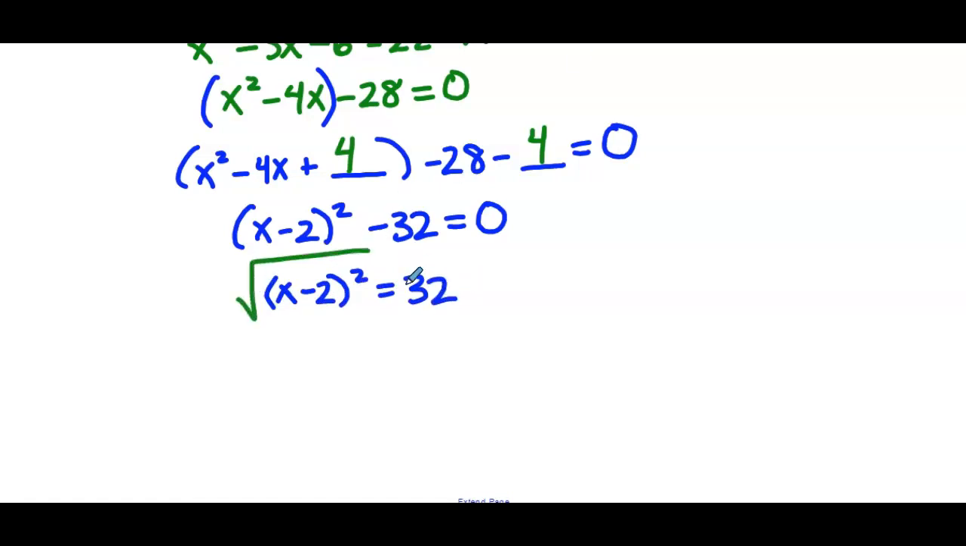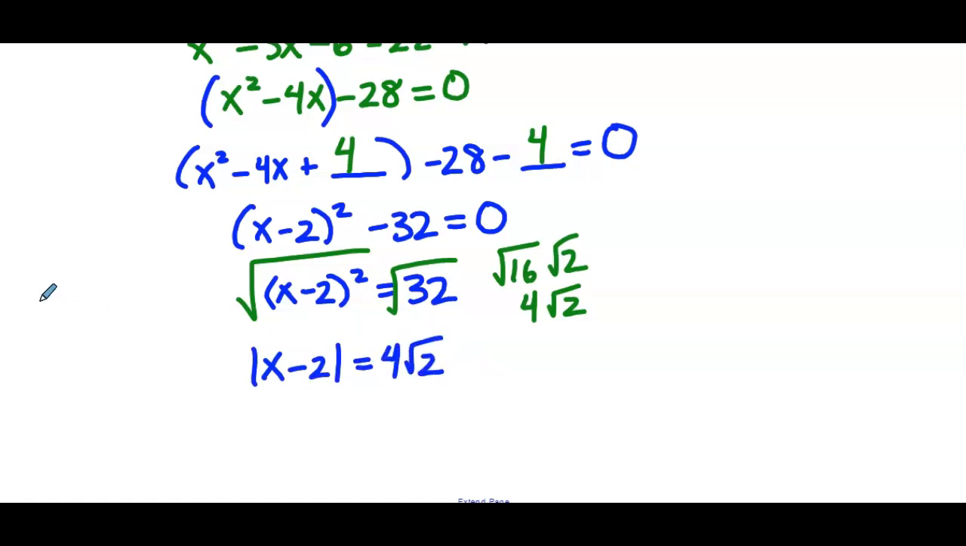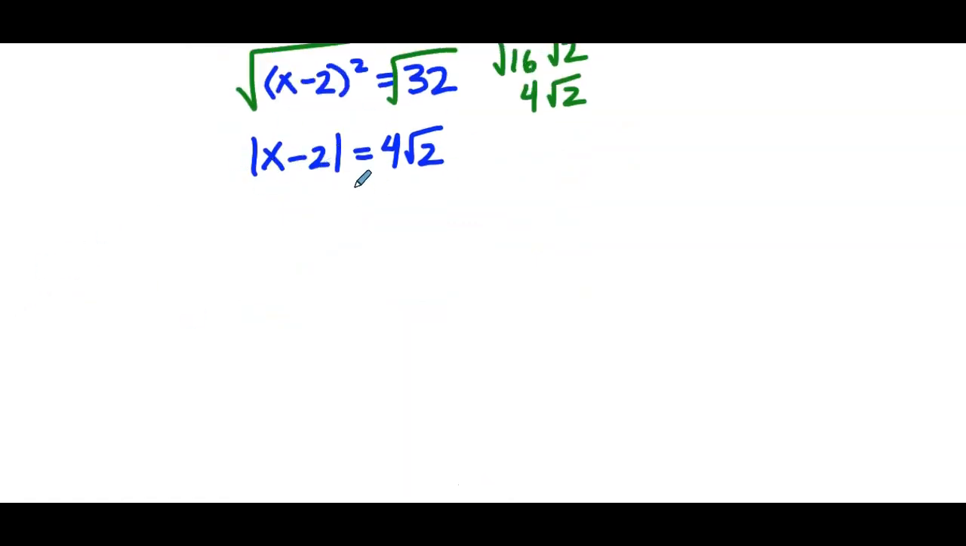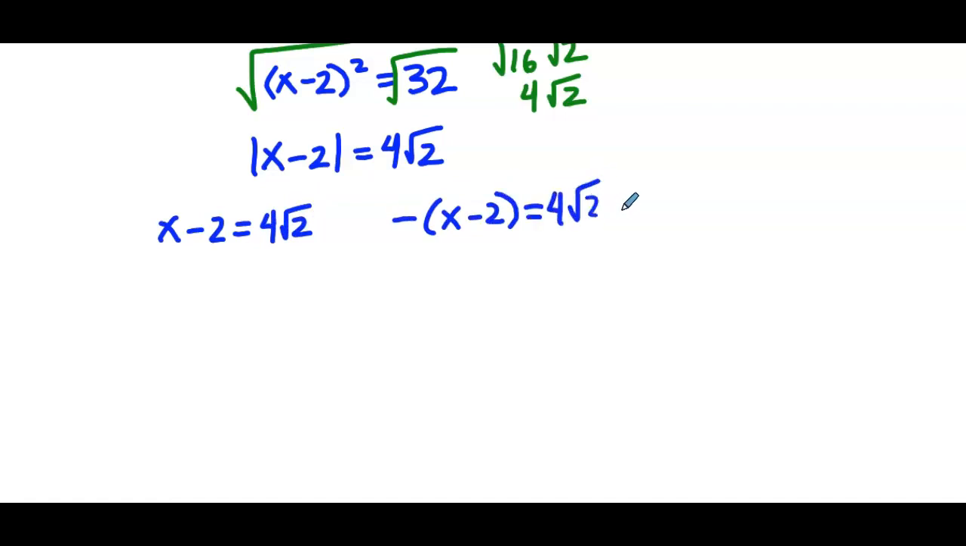Now we're going to take the square root of both sides of our equation. Now 32 is not a perfect square, so we can express that as the square root of 16 times the square root of 2, which is 4 times the square root of 2. So we have the absolute value of x minus 2 equals 4 rad 2. And now we're going to create our two equations from the absolute value equation. So x minus 2 equals 4 times the square root of 2, or the negation of x minus 2 equals 4 times the square root of 2.